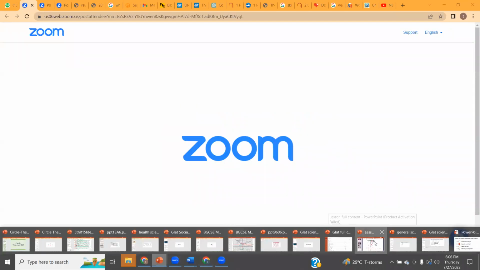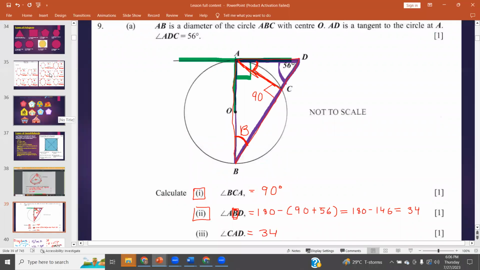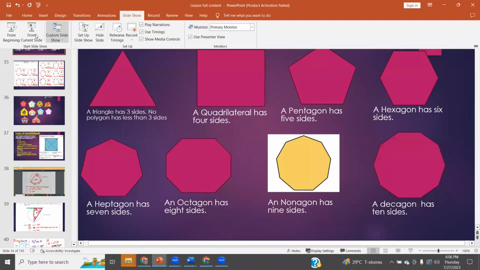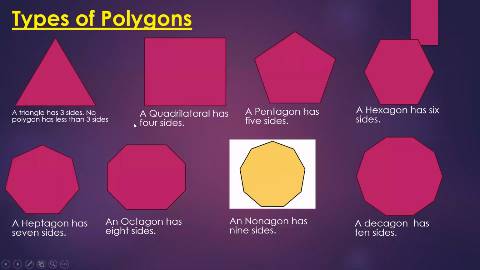So what we're gonna do is start off by reviewing what we did yesterday, and then get into exactly what we need to do for today. Alasia, can you tell me the name of the polygon that has 3 sides? A triangle. A triangle, very good.